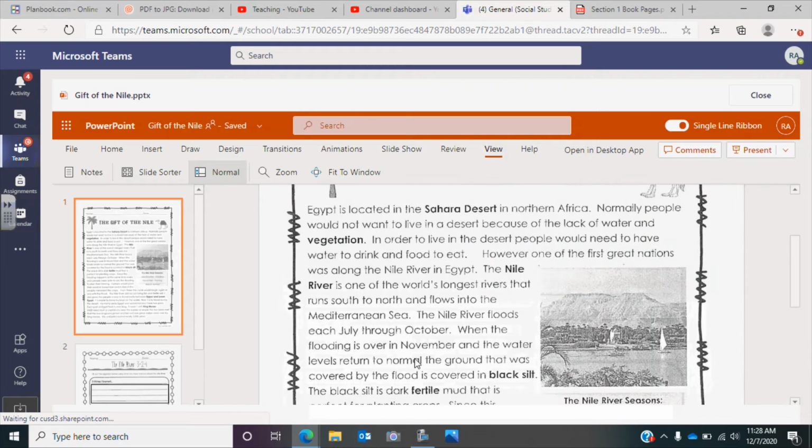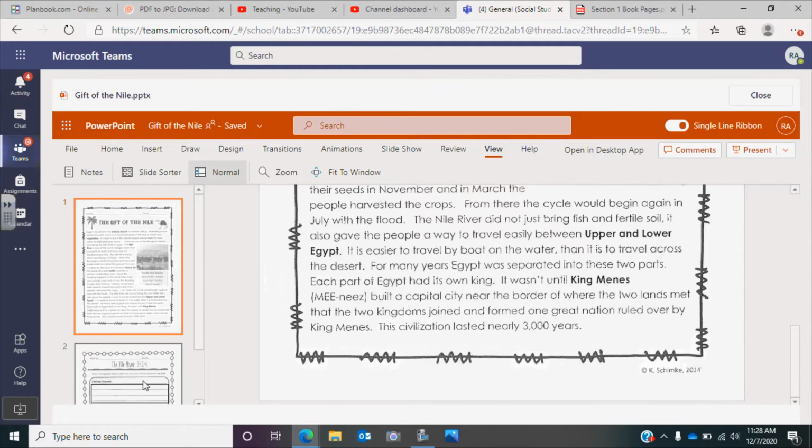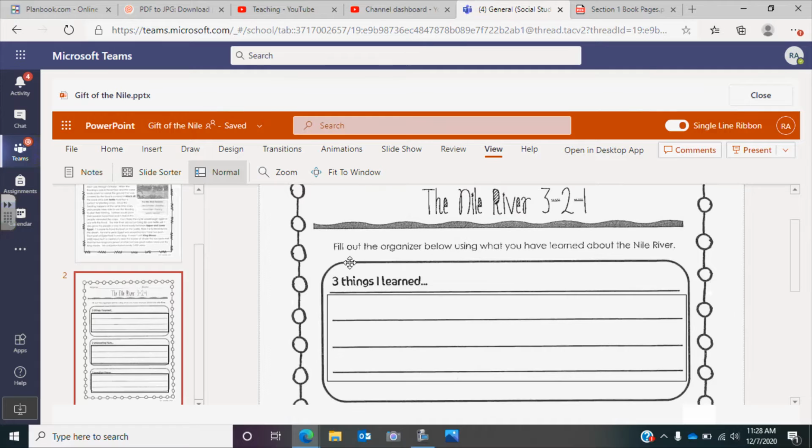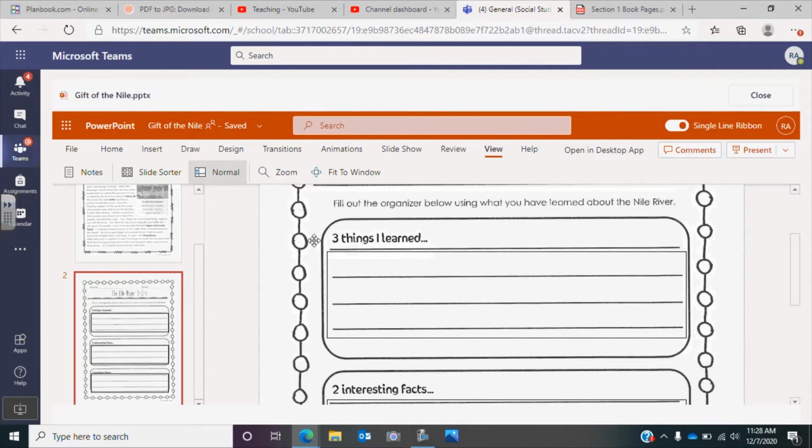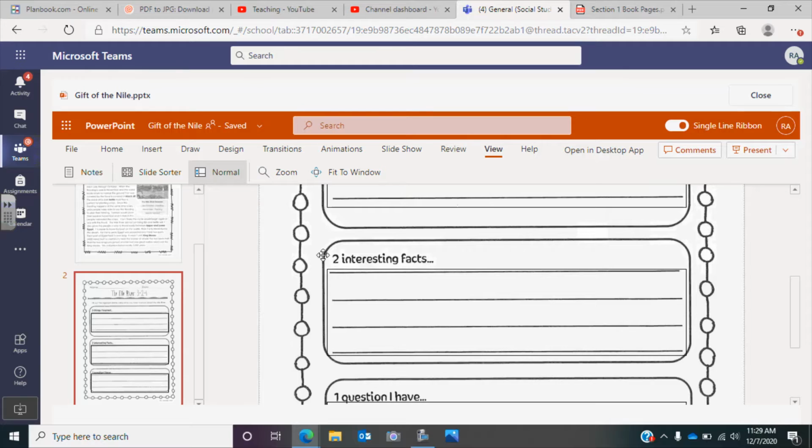So as you can see, we have a little bit of reading here on the first page, and then on the second page, you're going to be filling out these. You're going to fill out 3 things that you learned, or 3 facts from the reading. You need to include 3, not 2, not 1, 3. Then here you're going to put down 2 interesting facts. So 2 things that are pretty interesting, like, wow, that's pretty neat, that's pretty cool. You must include 2. The words I don't know or IDK do not count as interesting facts.